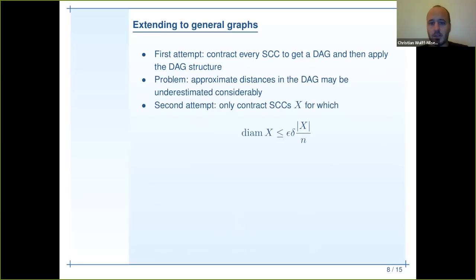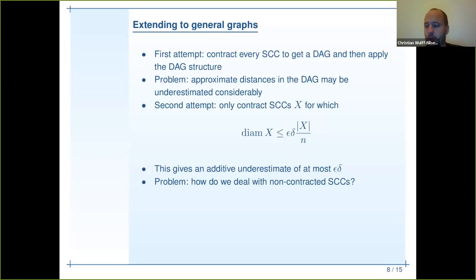So the second attempt is to only contract SCCs X for which the diameter of this SCC X is at most this value here. Okay, so how much can you underestimate distances now if you only contract such SCCs? Well, the total size of all SCCs is n, total number of vertices. So if you sum over all SCCs, the total amount you can underestimate is epsilon times delta, which is fine because now you can just add this value to your distance estimate and you will not get an underestimate. And you get a 1 plus O of epsilon approximation.